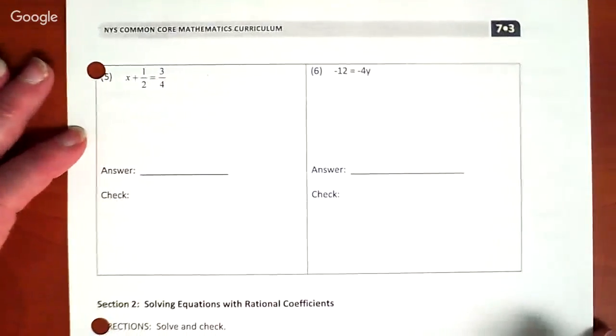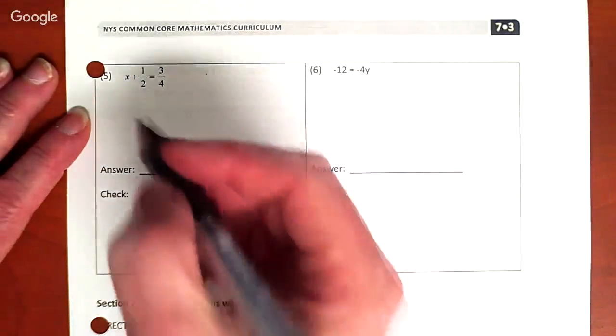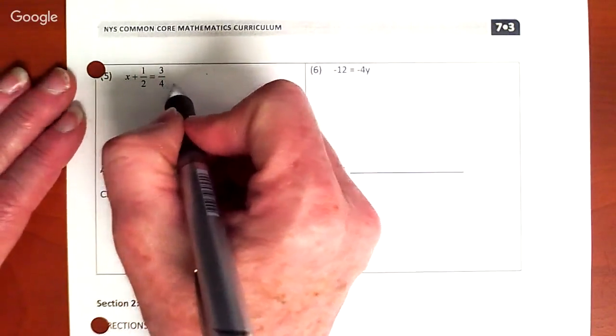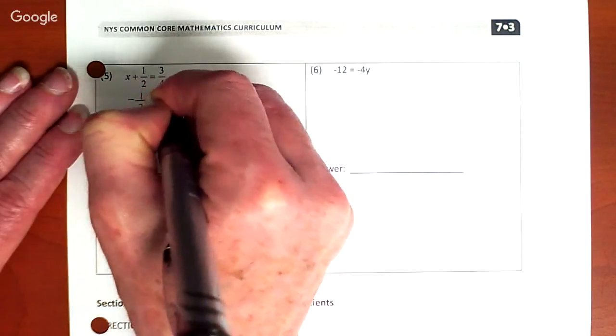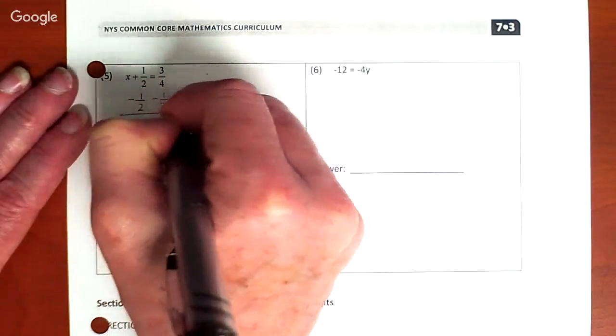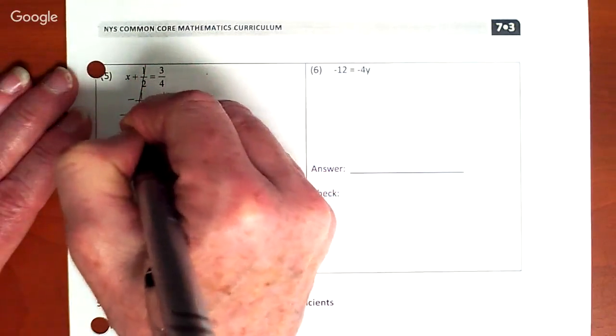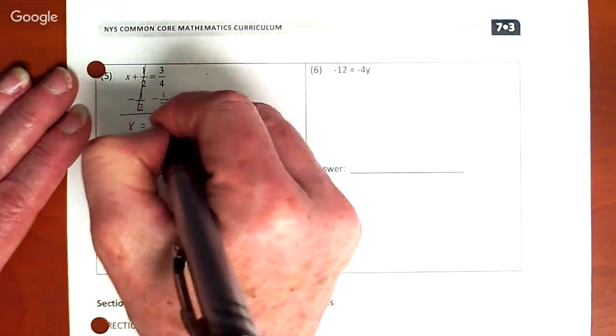Next, we have 1/2. X plus 1/2 equals 3/4. So minus 1/2 to both sides. So x equals 1/4.